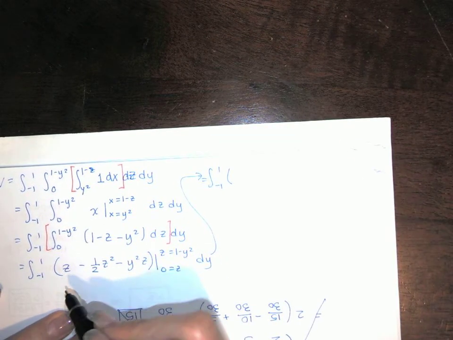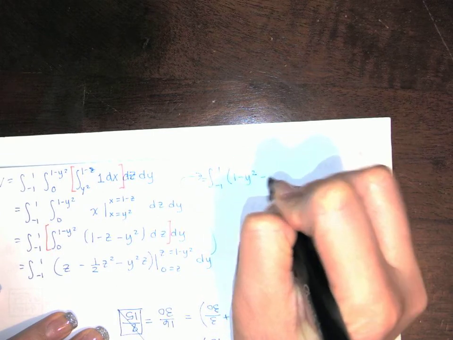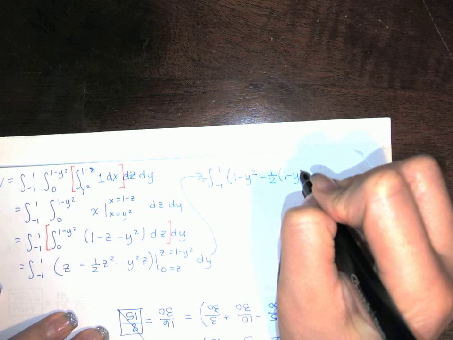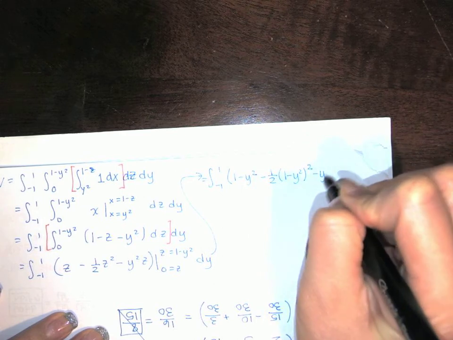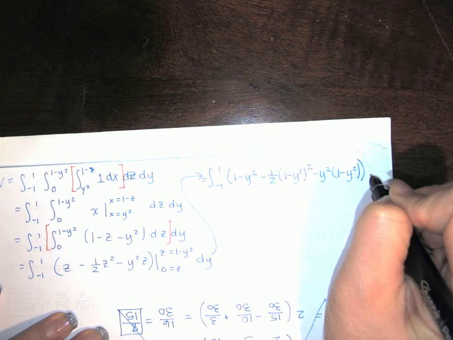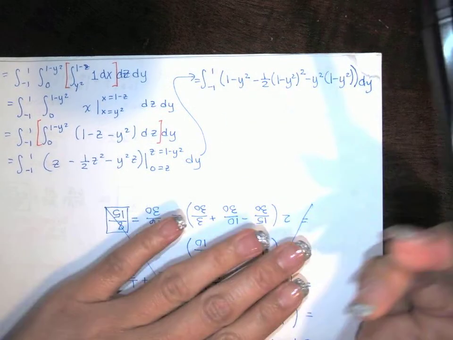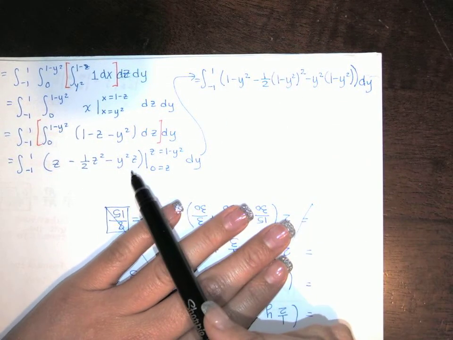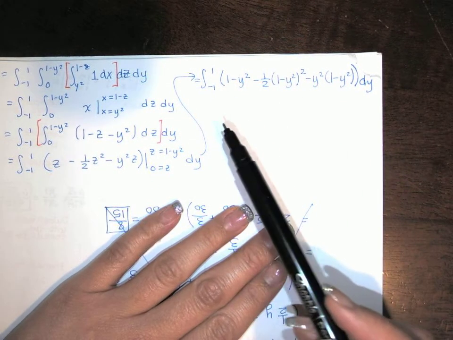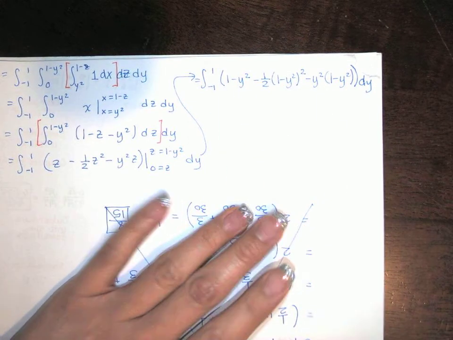At 1 minus y squared, we get z. That's 1 minus y squared minus 1/2 times the quantity 1 minus y squared, squared, minus y squared times z, which is 1 minus y squared. All of that times dy. And we should also evaluate this expression at z equals 0, but then we just get 0. So there's not much going on there. Now let's finish this.